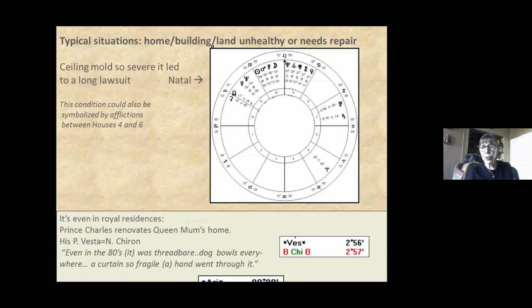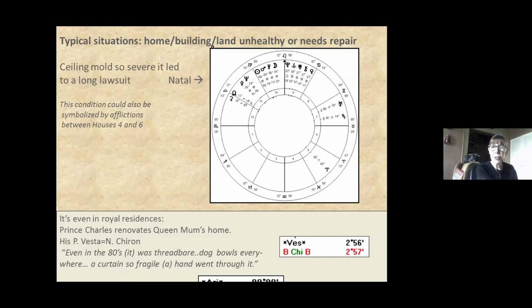So typical situations where you'll see Vesta Chiron in your life, in my life, these are ordinary Vesta Chiron situations. Here's a person who was born with the natal Vesta Chiron conjunction. I've done some work on this chart, so I know it's on the Saturn-Uranus midpoint, and we know that is an antagonistic picture. So he had mold so severe that it led to a lawsuit. Years and years of lawsuits, and that was his manifestation of Vesta Chiron.